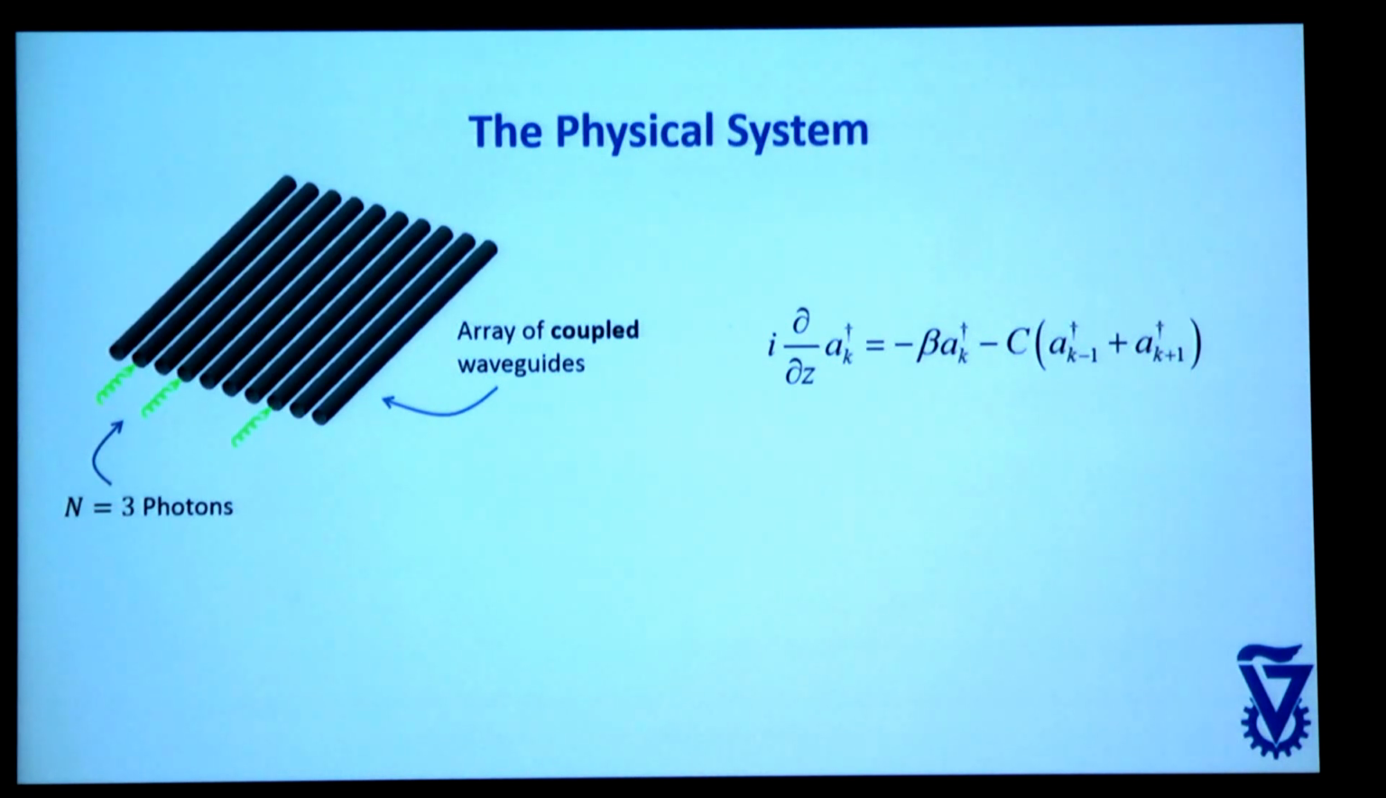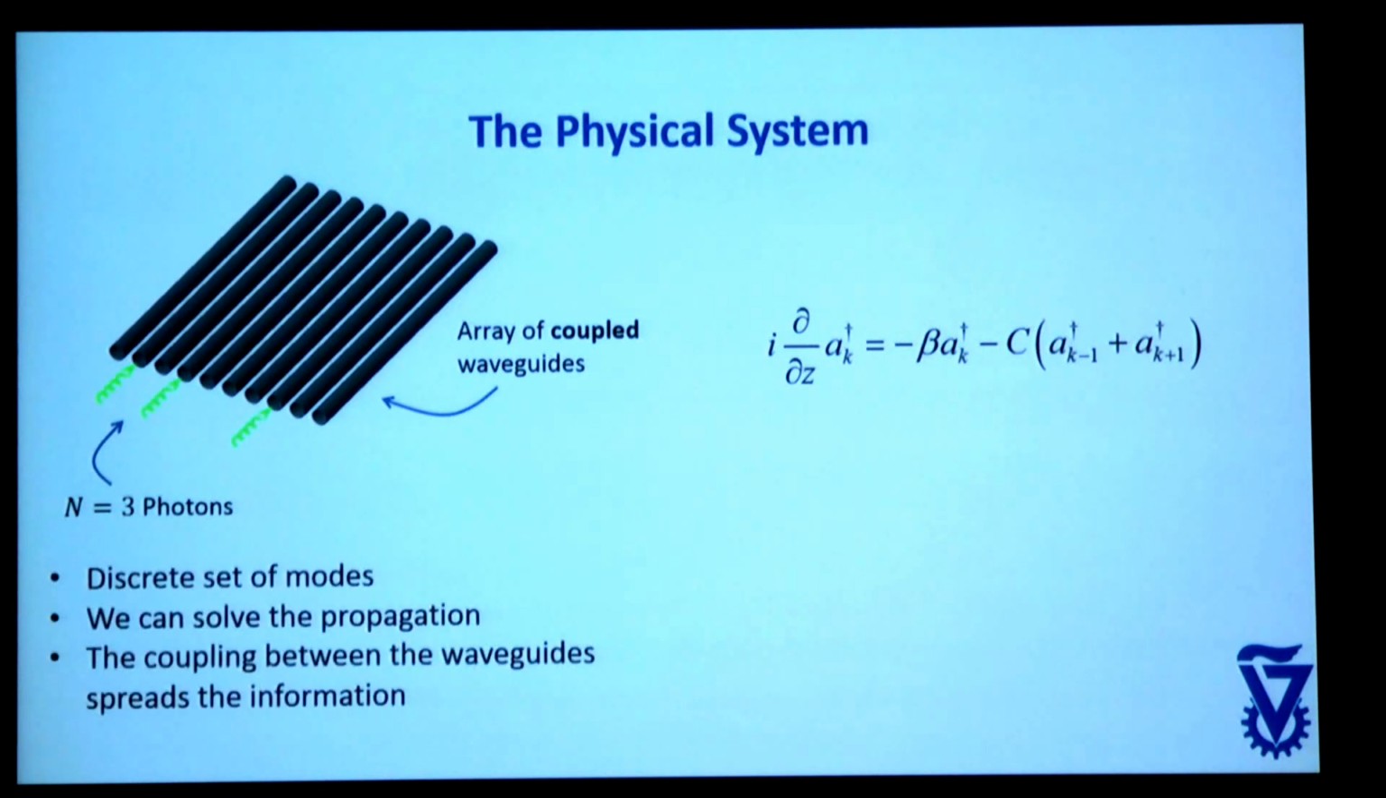Now, why are we doing that? Why are we adding this array of coupled waveguides? So first of all, we get from it a discrete set of modes, which is very desirable in many quantum information applications. We can also solve this propagation, which is very helpful, as you will see. But the most important thing is that the coupling between the waveguides spreads the information.